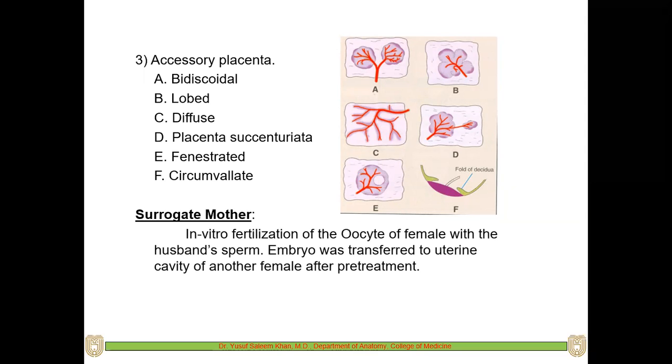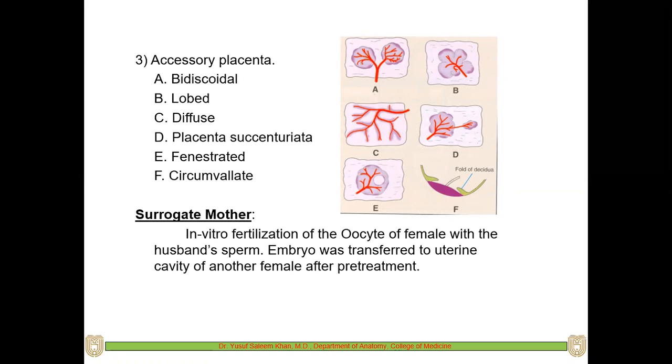Now, coming to one more thing called the surrogate mother. Today you studied in vitro fertilization, IVF. Usually IVF is done in those ladies who cannot get pregnant because of many reasons, maybe from the male side or the female side. They do the in vitro fertilization outside the body, and then they implant the growing zygote, because it is in a very early stage, back into the mother.